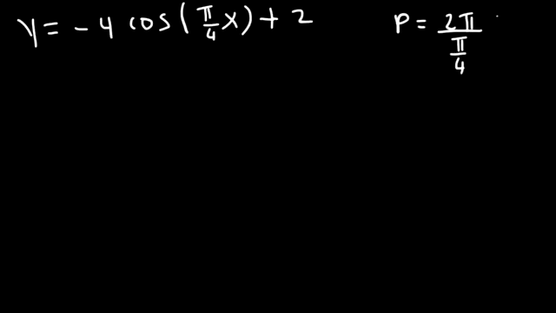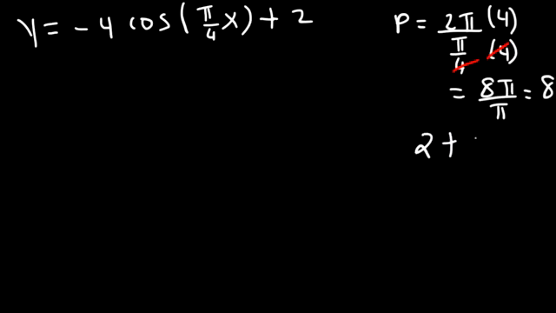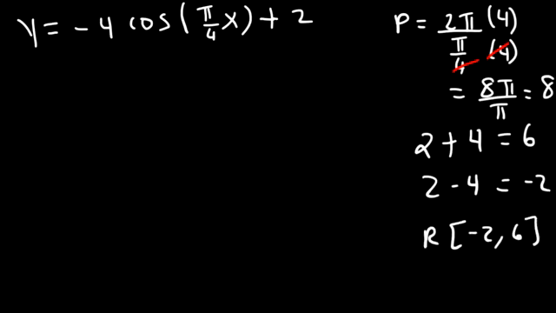Now to simplify this complex fraction, let's multiply the top and the bottom by 4. If we do that, we can see that on the bottom the 4's will cancel. On top, 2 pi times 4 is going to be 8 pi, and we still have a pi on the bottom. So the period is therefore equal to 8. Now for the vertical shift, we could see that it's positive 2. So let's add the amplitude, which is 4. So that's going to be the upper limit of the graph, that's 6. And if we subtract it by 4, we get the lower limit. So the range is going to be from -2 to 6.